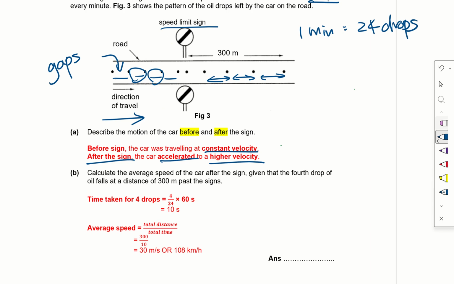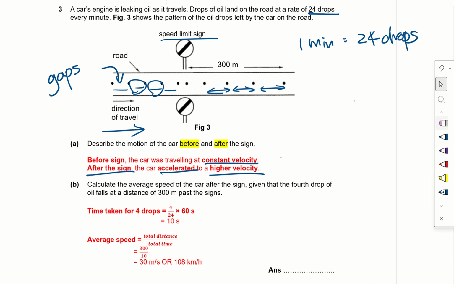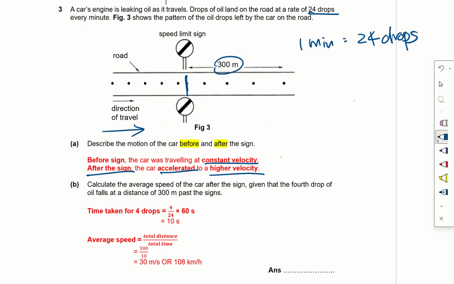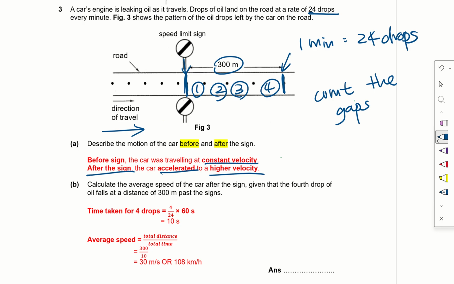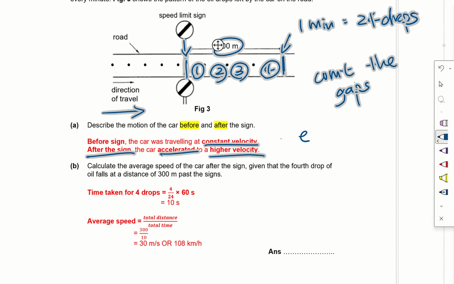Part B, calculate the average speed of the car after the sign. So where are we focusing on? After the sign, which is here. And we have 300 meters from this oil drop to the last oil drop. Over here, I will need you all to count the gaps. Starting from this oil drop to the end of this oil drop, we have 1 gap, 2 gaps, 3 gaps, and 4 gaps.